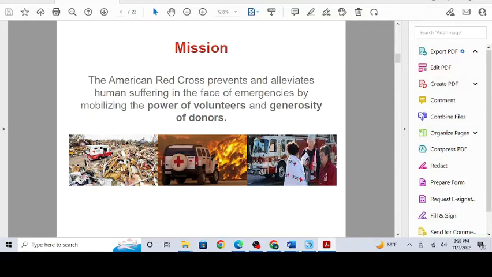The second pillar that you'll see off this mission statement is the generosity of donors. And the reason why donors are so important is it is the main revenue stream of the American Red Cross. It provides the financial means to allow the American Red Cross to do what it does that requires money. And you're seeing a few pictures right here of some of the activities that the American Red Cross does.